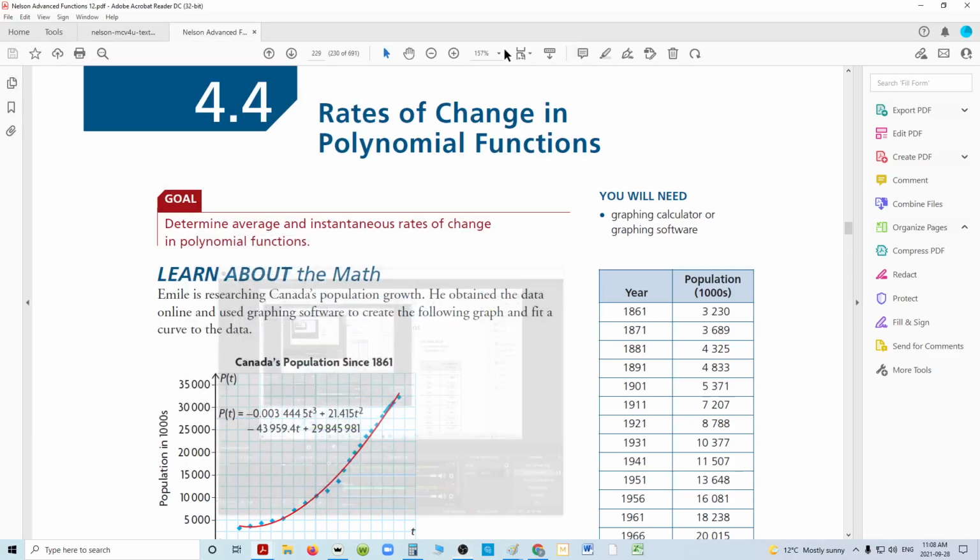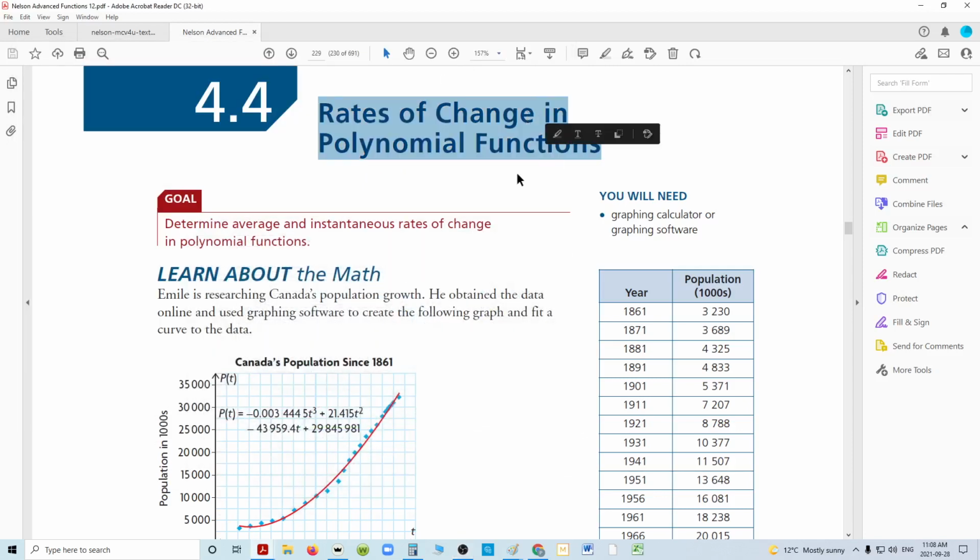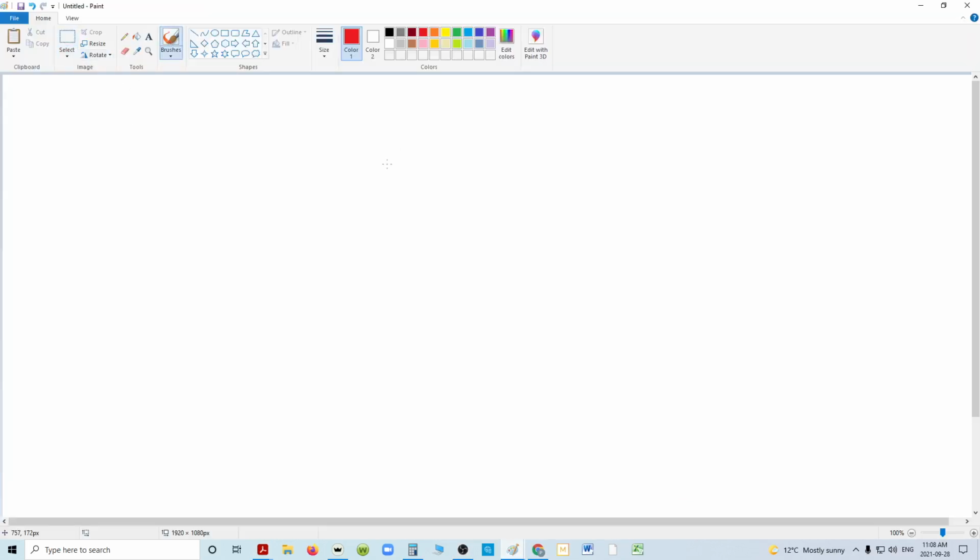Okay, so this section 4.4 is all about rates of change in polynomial functions. And I'd ask you, if you want to save your life a little bit, I'm going to let you in on a little secret that can help you verify your answers, but don't use this in tests.